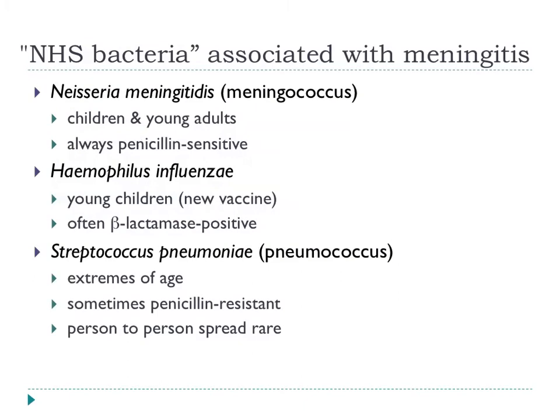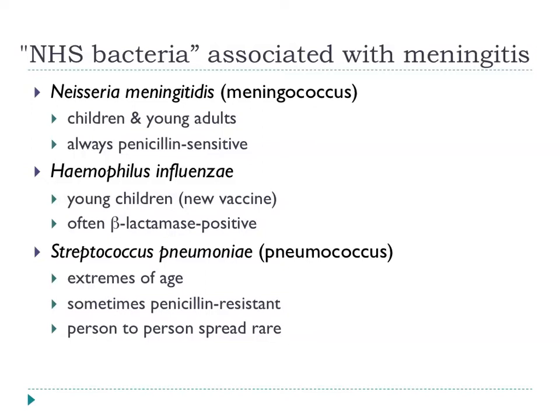Now let's get back to meningitis. The easiest way to remember the most common bacteria that are importantly associated with meningitis, in this country at least, is to call them the NHS bacteria. So we have Neisseria meningitidis, the one we mentioned already, the meningococcus. This is causing disease in children and young adults predominantly. Pretty much always, this is penicillin sensitive.